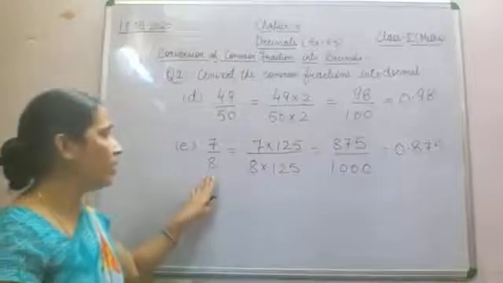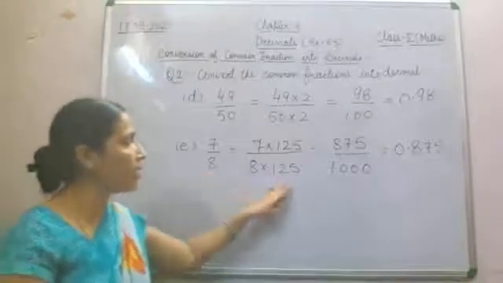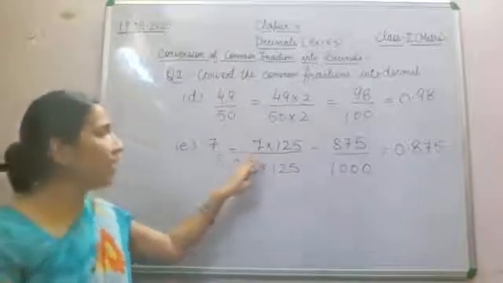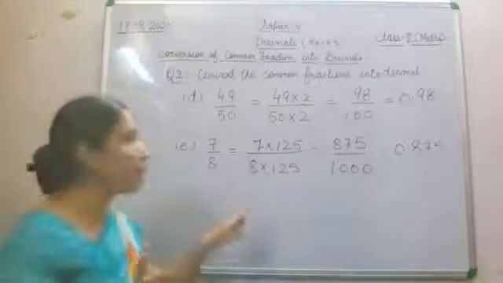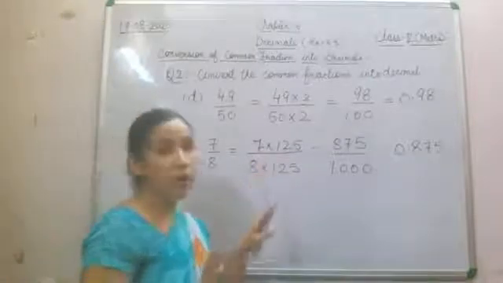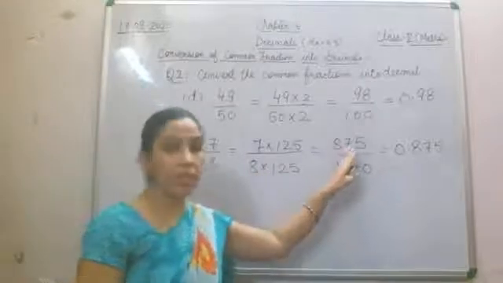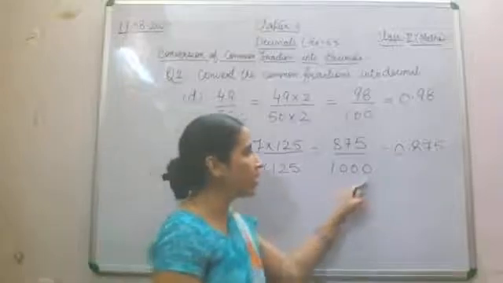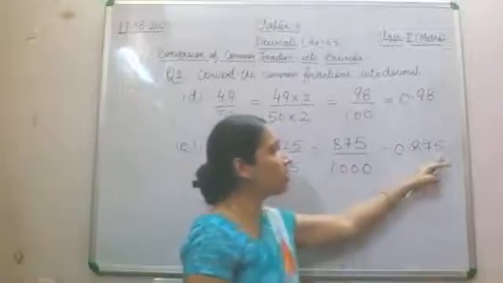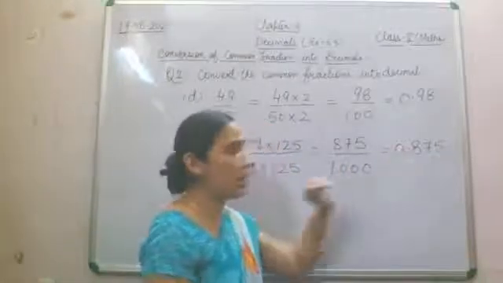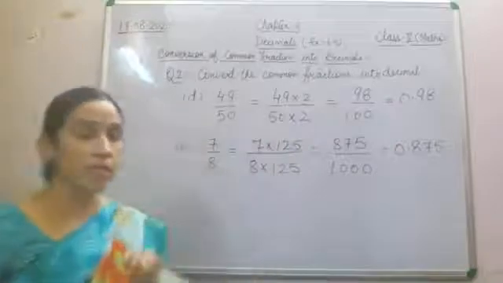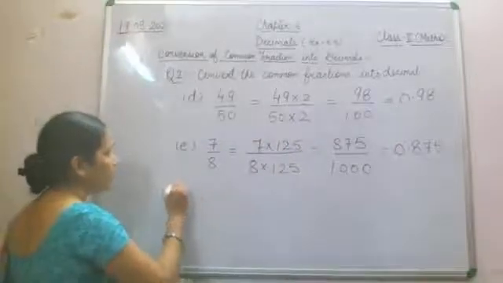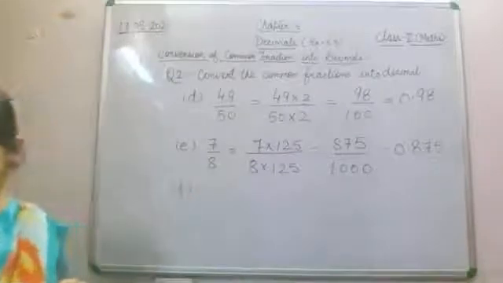What we have done is multiplied 8 by 125 and we get 1000, and that 125 is multiplied in the numerator by 7. So we get 875 divided by 1000. Here we require 3 decimal places. Start counting from the back 1, 2 and 3 and just put the decimal: 0.875. Now let's start the F part of the same question.